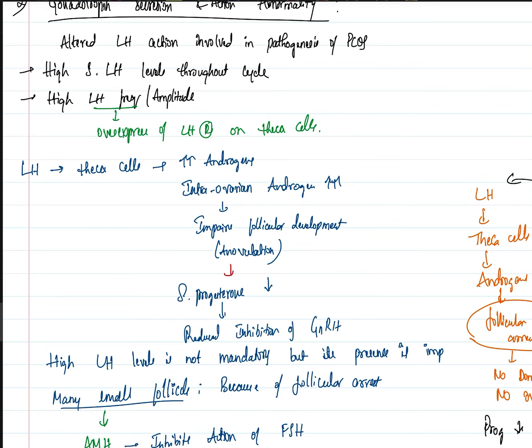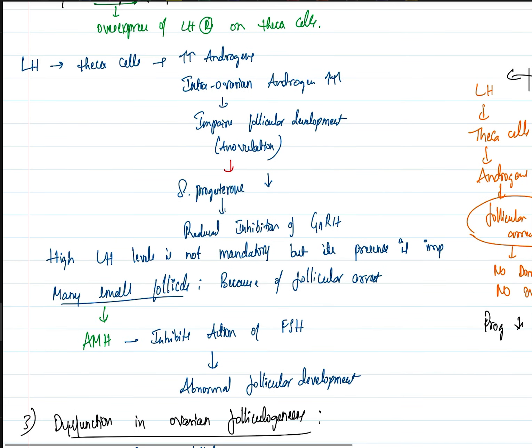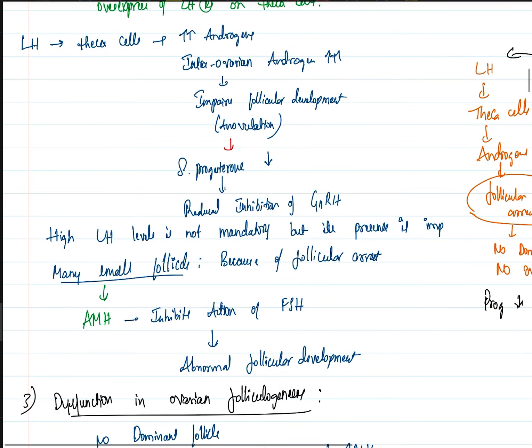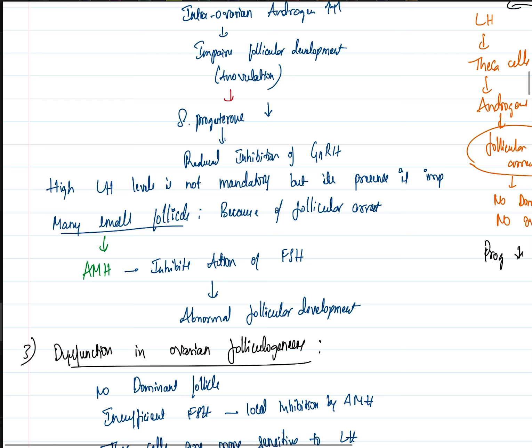So this excessive androgen will lead to impaired follicular development, and that leads to anovulation, because of which there is no production of progesterone. When there is no ovulation happening, no corpus luteum, no progesterone production, and that leads to inhibition of gonadotrophin releasing hormone. So the high LH level is not mandatory, but its presence is important for the pathogenesis of PCOS. So many small follicles, because as we have told, increased androgen leads to impaired follicular development. So there is follicular arrest.